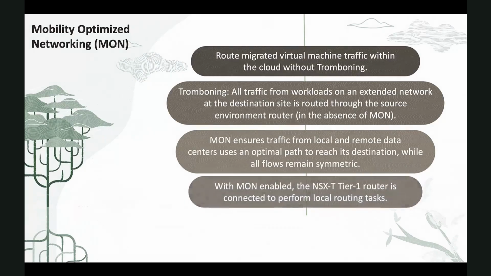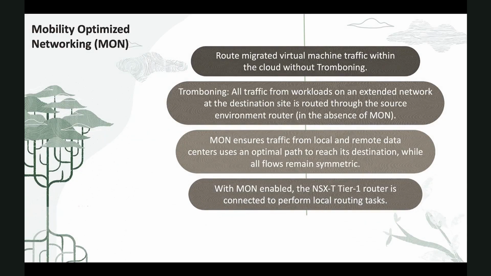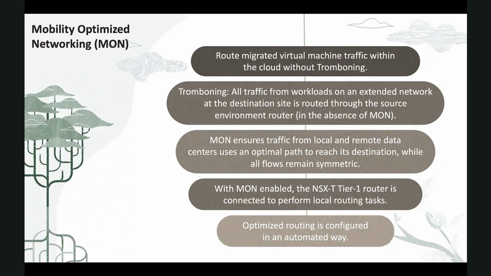With Mobility Optimized Networking, an NSX-T Tier 1 gateway is connected to perform the local routing task. All this optimized routing can be configured in an automated way. Mobility Optimized Networking allows policy-based routing. The policy routes define which traffic needs to be routed through the source gateway compared to the traffic routed through the cloud gateway. When the destination network for a traffic flow is not within the SDDC NSX-T Tier 1 router, the Mobility Optimized Networking policy is evaluated.